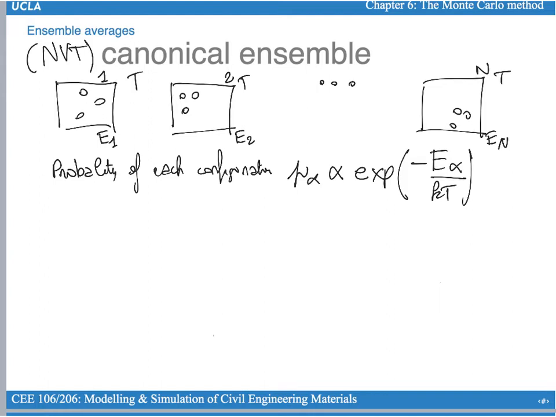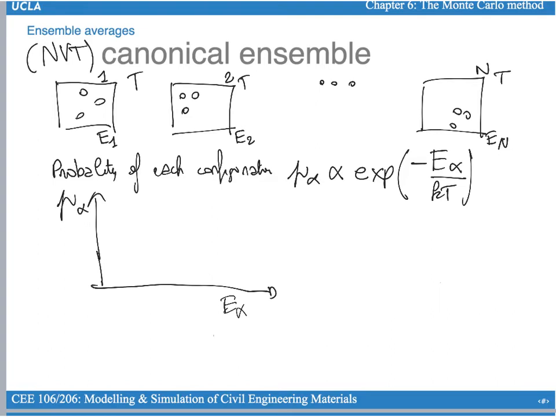So if you look at what this probability looks like, for example, I can plot the probability of a given configuration alpha as a function of the energy that this configuration alpha has.